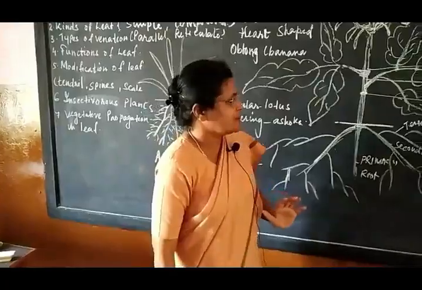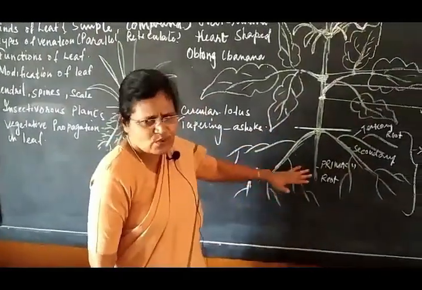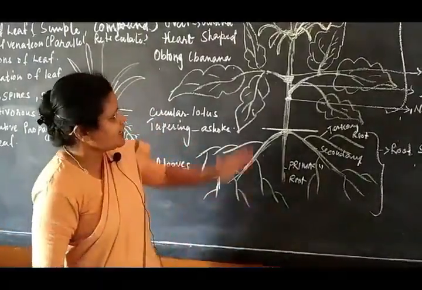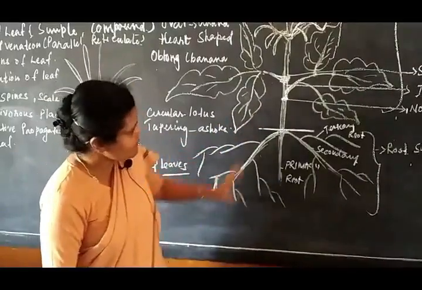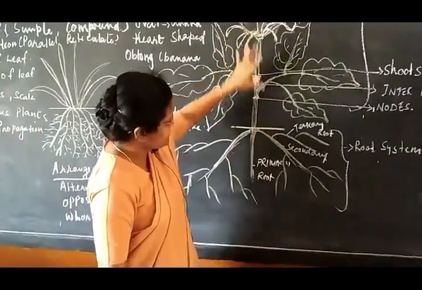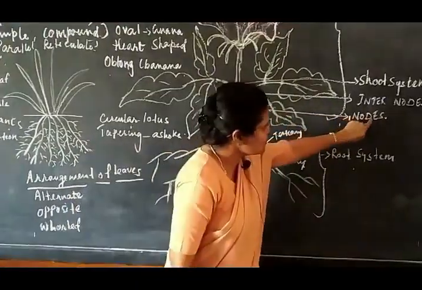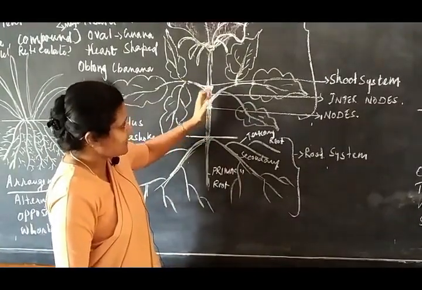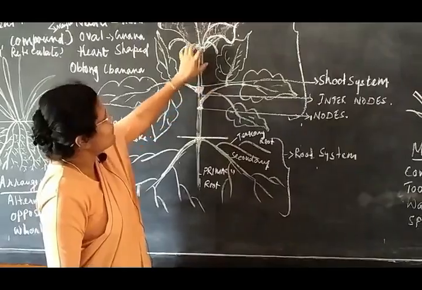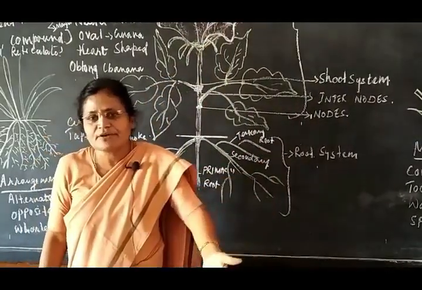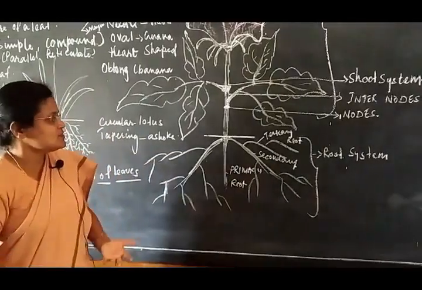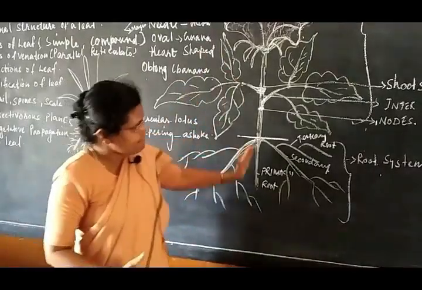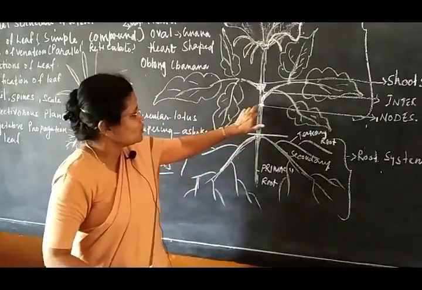Coming to the shoot system. Now in this shoot system, what do you have? In the root system you have only the roots, and the roots are of two types, taproots and fibrous roots. And in the shoot system you have the stem, and in this stem you have the knots, the internodes, then a number of axillary buds, then the flower, and further the fruits, the seeds, etc. So the shoot system has so many parts, that is the stem, and the stem is divided into two parts, knots and internodes.